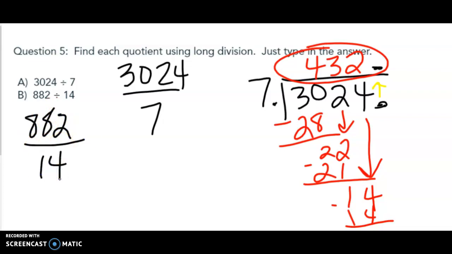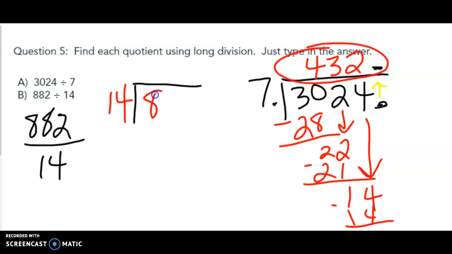All fractions mean divide. Write the denominator outside. Let's write that fraction. 14 on the outside and 882 on the inside. 14 is already a whole number. The decimal's already next to the division line. Same with this one on the outside. I'm going to bring it straight up in the answer.